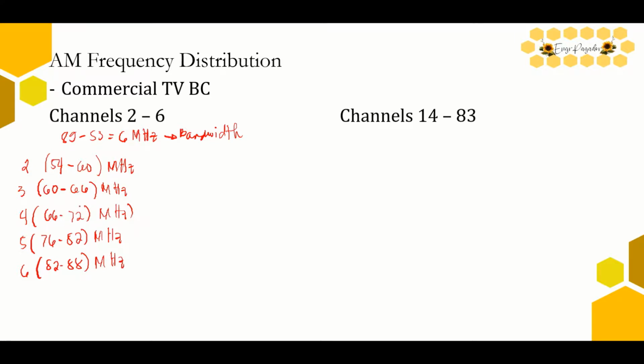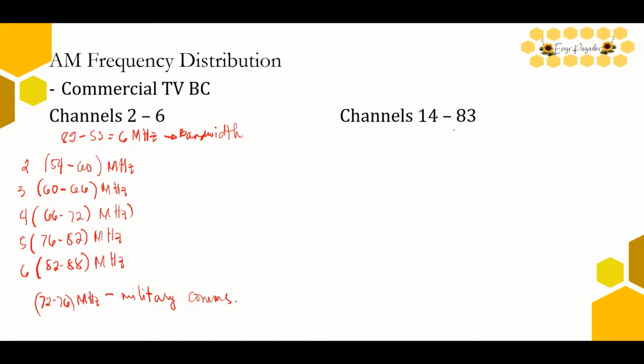Now, bakit 72 to tapos yung sumunod na is 76? Saan ginagamit si 72 to 76 megahertz na hindi ginagamit sa broadcasting? Okay, so 72 to 76 megahertz is a frequency used in military communications. Okay, so kaya hindi siya pwedeng gamitin for broadcasting kasi naka-allot siya or naka-assign siya for military communications.